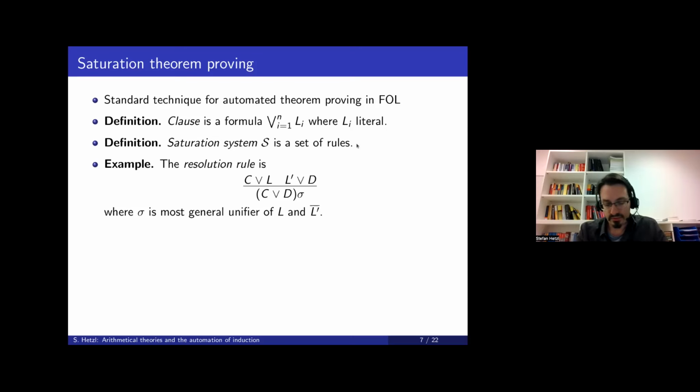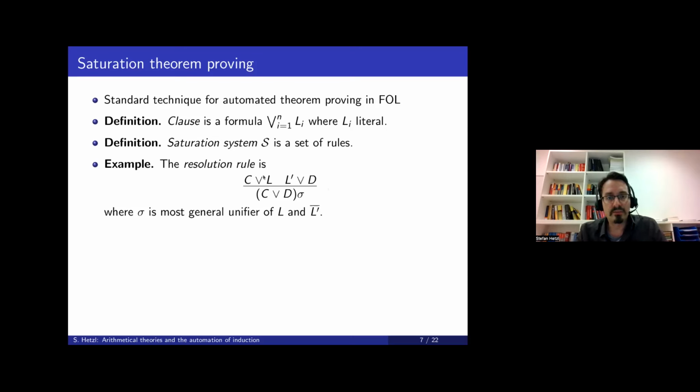I'm not going to make this very precise here, but essentially a rule takes a finite set of clauses and derives from that another finite set of clauses, usually even a single clause. So for example, the resolution rule is this one here. It's the most central rule for most of these systems.